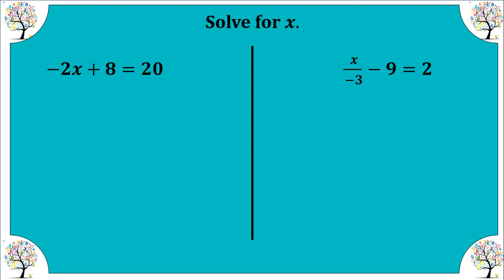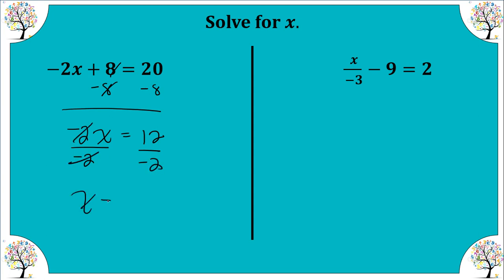This time x is being multiplied by -2 and adding 8. We're going to subtract 8 from both sides. We're going to bring down -2 times x. We're going to undo multiplication by dividing by that coefficient -2 on both sides. We've isolated x, and we get x equals -24. So our one solution is -24.